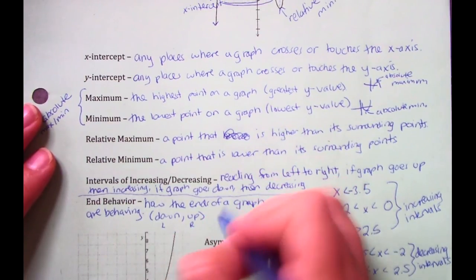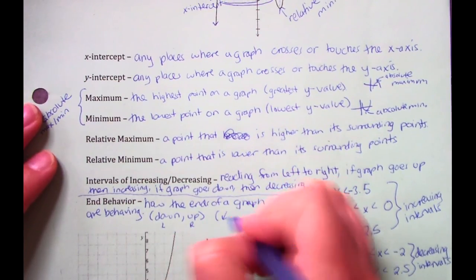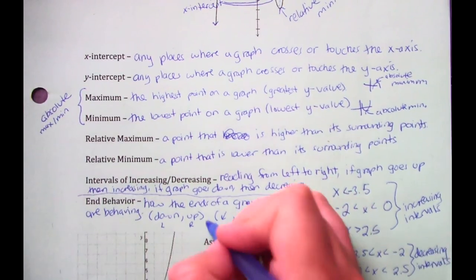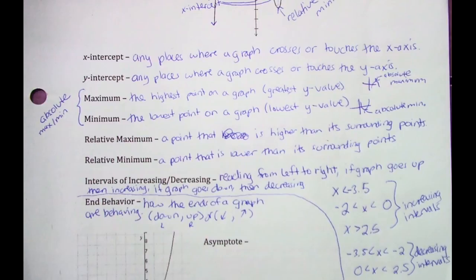Now if you don't want to write words, you could also write arrows. You would say a down arrow and an up arrow. That's another way to write the end behavior. So you can say this or arrows.